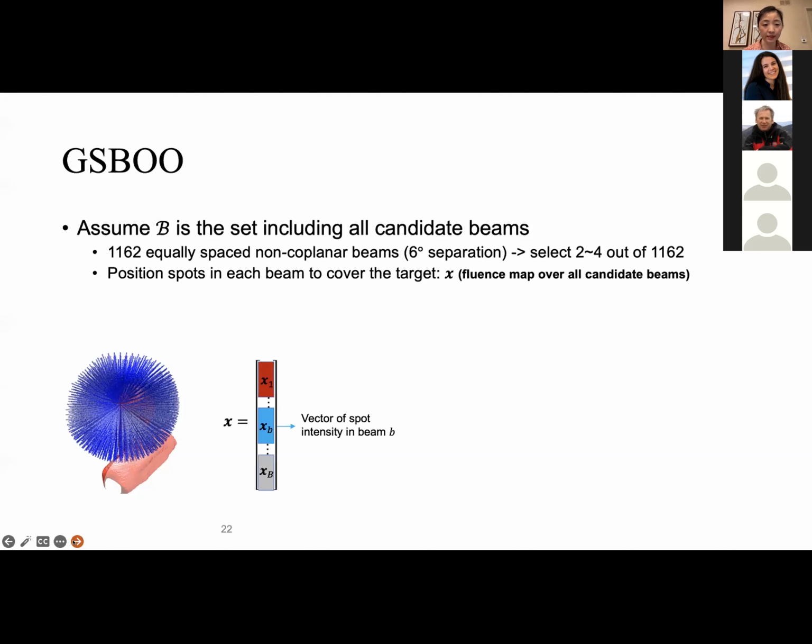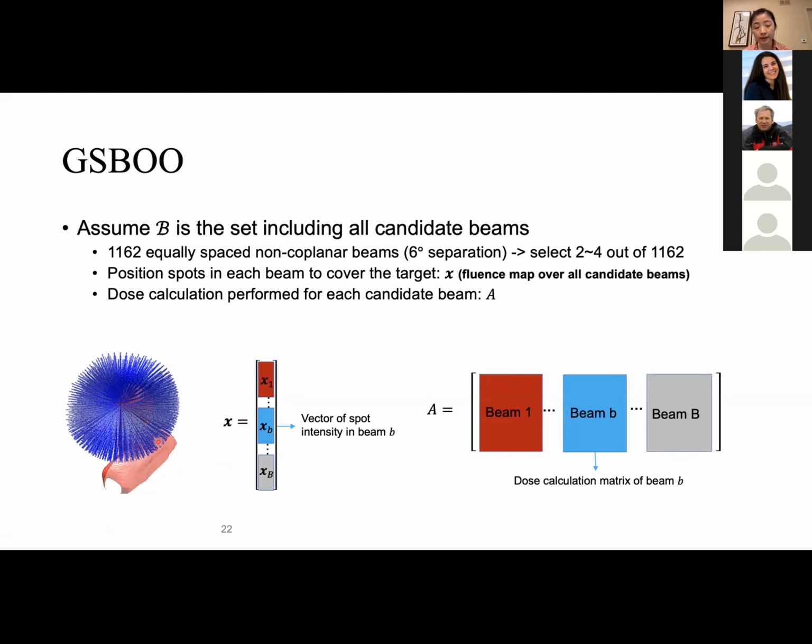After deciding our candidate beam set, we can then position the spots in each candidate beam to cover the target in each direction. So this will give us the fluence map X over all candidate beams. And if we look at the formation of the fluence map X, we can see it actually consists of every candidate beam, so it will be a long vector. And this is our optimization variable. With the spot positions, now we can do a dose calculation for each candidate beam and get the dose calculation matrix A. And still, we want A to include the contribution from all candidate beams. And we formulate A in this way, so we concatenate the beam contributions in the column direction.